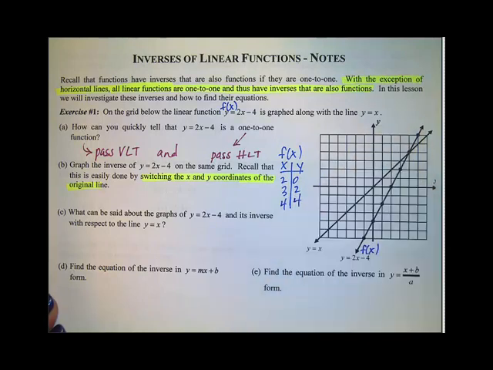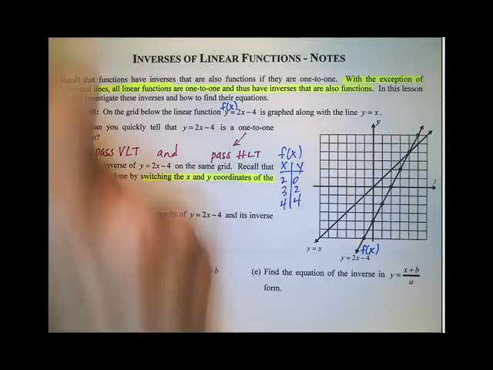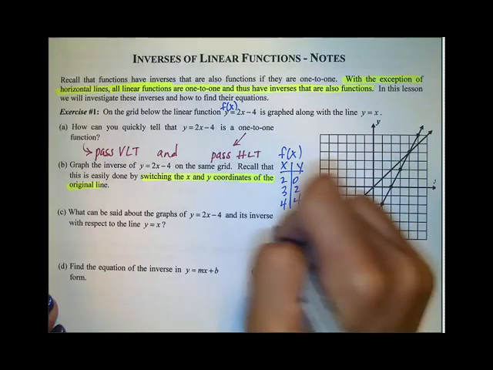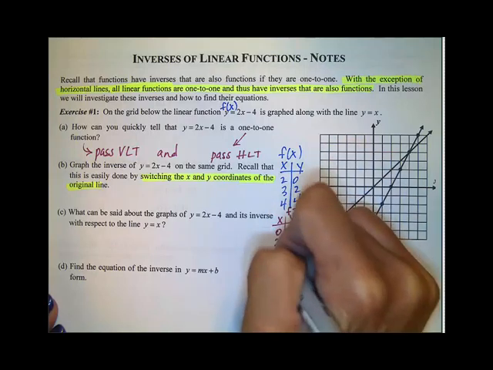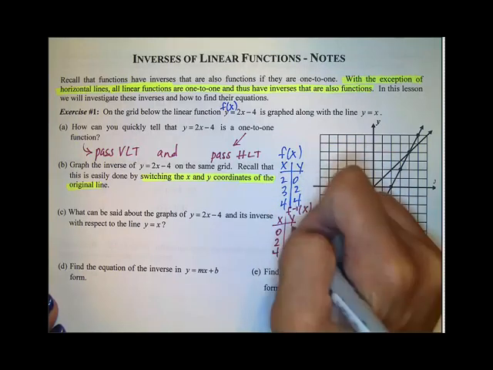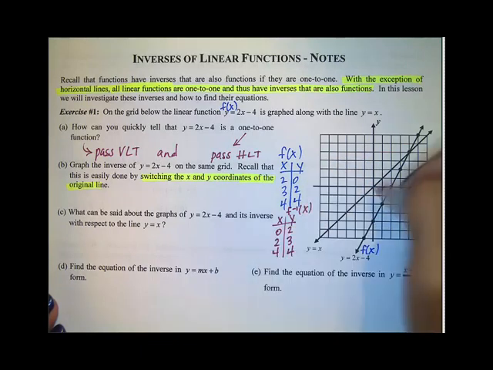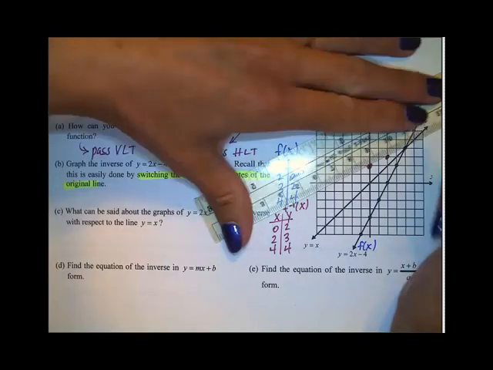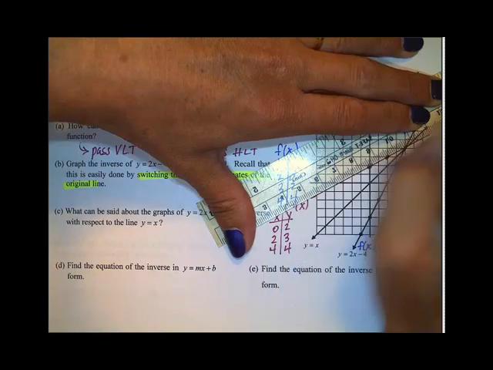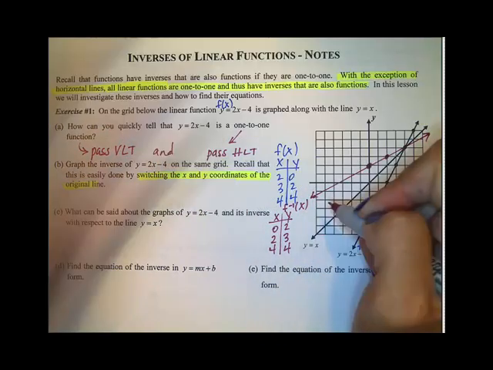So that means the inverse, which I will do in red, f to the negative 1 of x, is going to be (0, 2), (2, 3), and (4, 4). So I took the y coordinate and put it in x, and put the x coordinate in y. And then connect your dots. I'm always crooked, sorry, when I write on this. And this is f to the negative 1 of x.